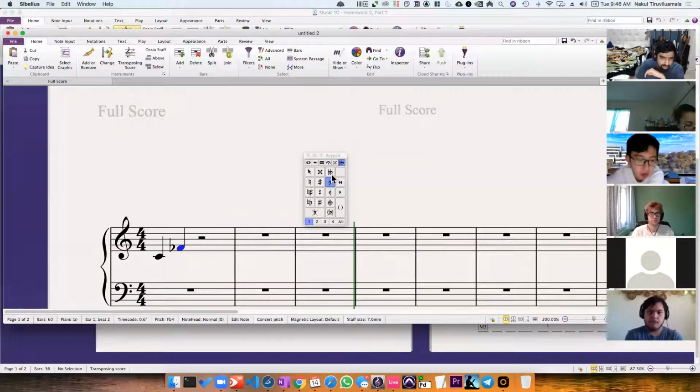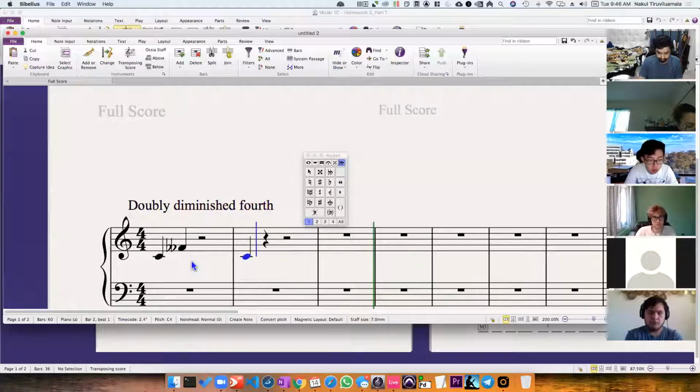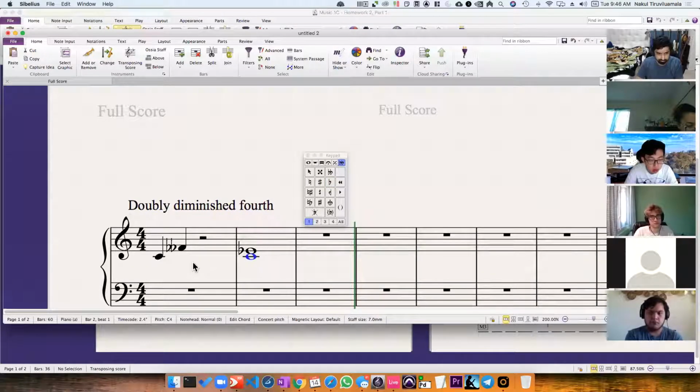But if you flat it again, what you could say is it becomes a doubly diminished fourth. Because the interval class is still a fourth, but the number of half steps reflects that it sounds more like a minor third, if that makes sense.